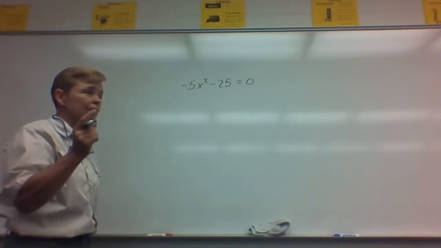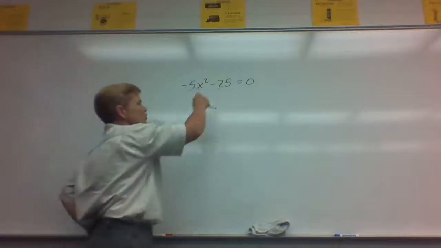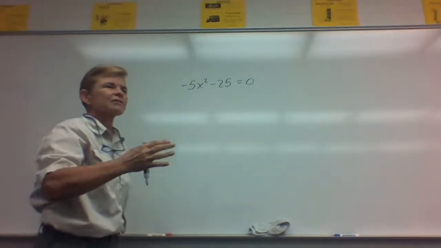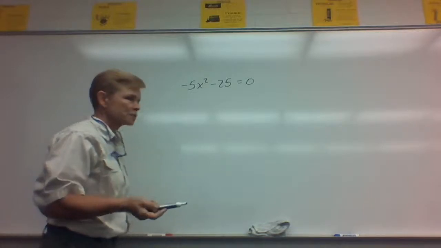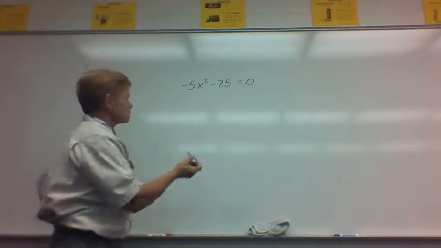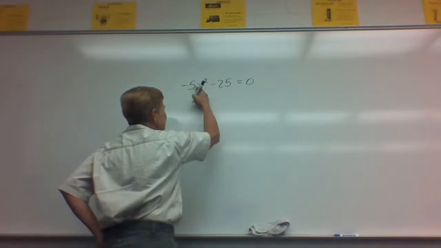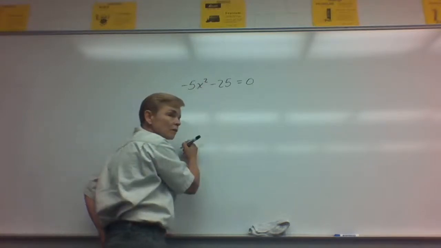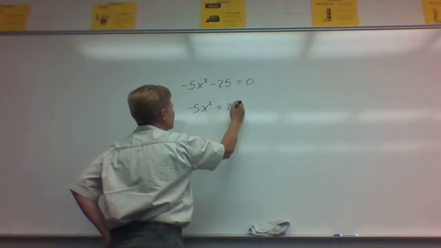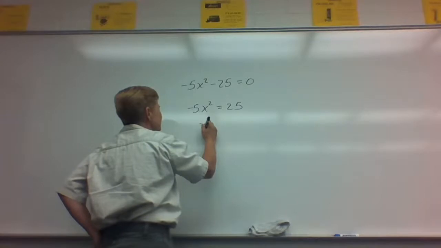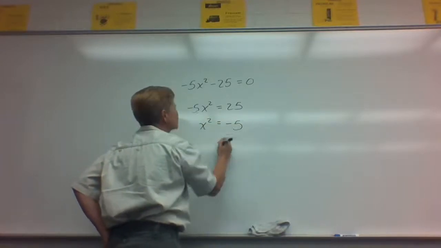You could use the quadratic formula, although you're opening yourselves up for all kinds of errors because there's no b term, and so your b will end up being 0, and sometimes that's difficult for people to deal with. Happily, since the b term is missing, you don't need it. You just isolate this term, then isolate this term, then square root. So we get negative 5x squared equals 25. We divide that by negative 5. We get negative 5 over here.